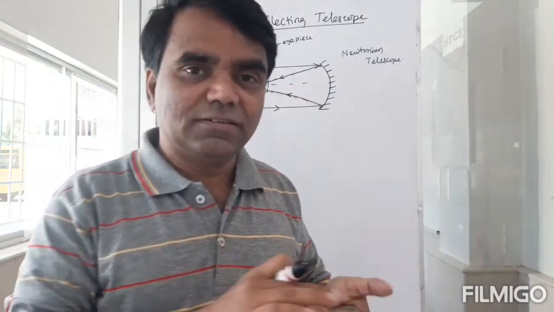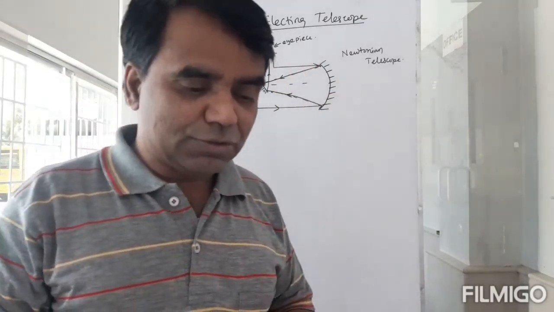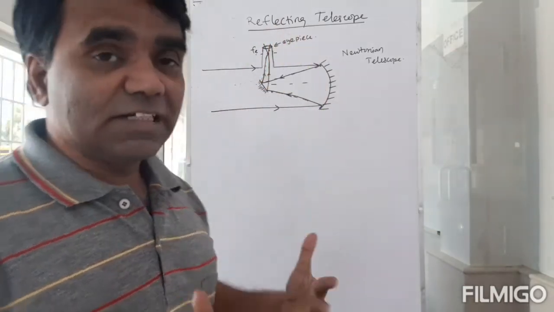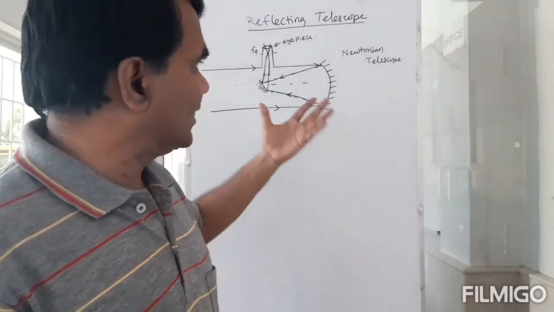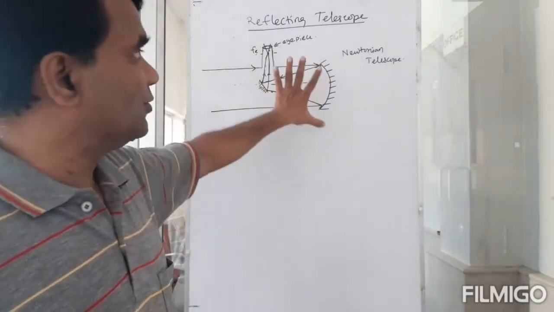But if it's a mirror, yeah, I can use the entire back side to support it. It's very easy to support this. So making a reflecting telescope is much easier for me than making a refracting telescope. So that is why you go for this.